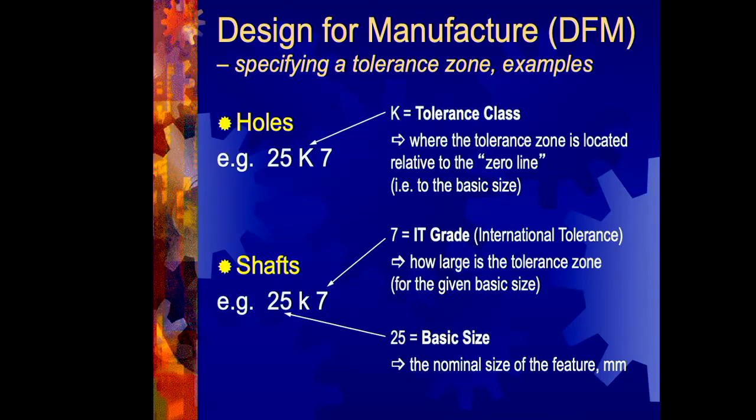I'll look at the number next one over, that's 7. That's called the International Tolerance Grade. And that gives us an idea of, if you like, the height of the rectangle. How high is the rectangle going to be? How small or large is the tolerance going to be?